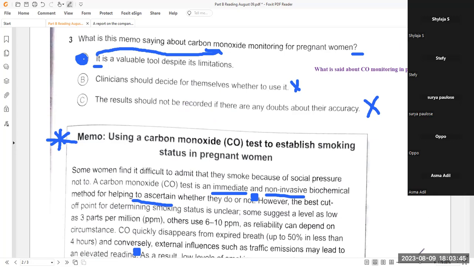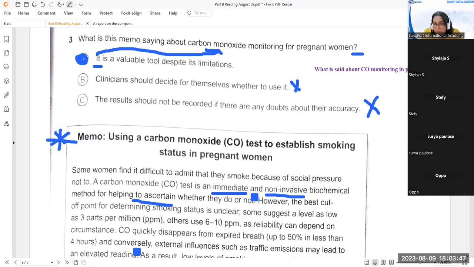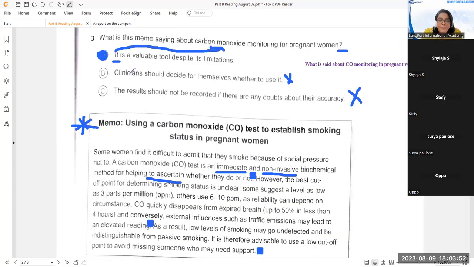Shailaja, Steffi, Surya, Anup, Asma, and others, have I conveyed myself clearly here? I need you to tell me whether you want me to clarify any point in this question. Are you clear why B is not the answer, why C is not the answer, and why A is the best option? Can you explain one more time, ma'am?